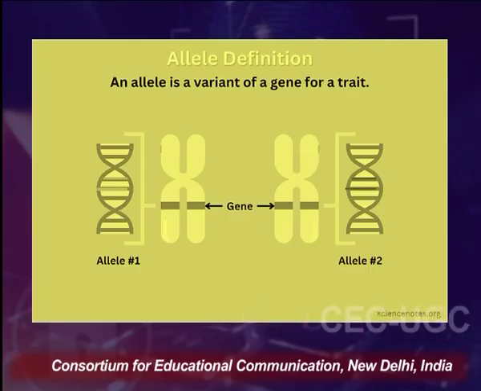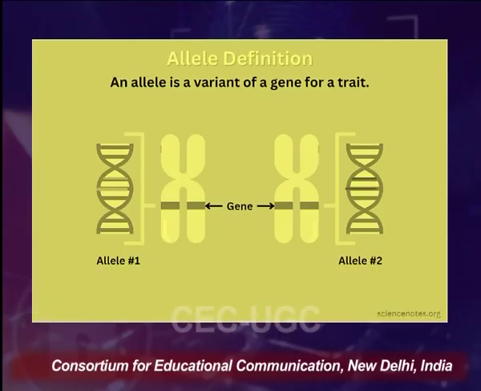On the other hand, allele 2 is small t. Small t means the smaller height. So if a person has small t, then he will have a smaller height. So a gene is coding for a specific trait. That trait could be anything. Alleles are the two forms of that gene.